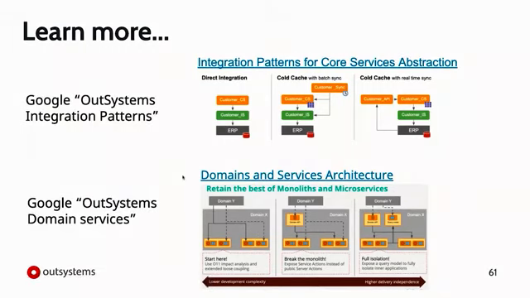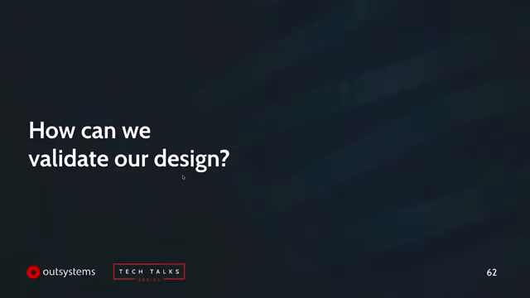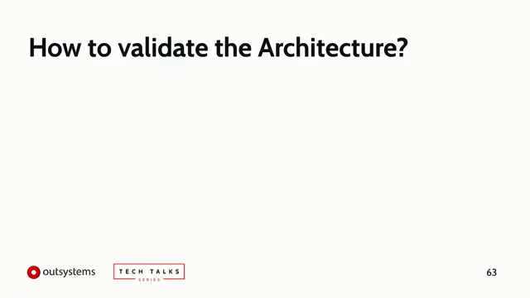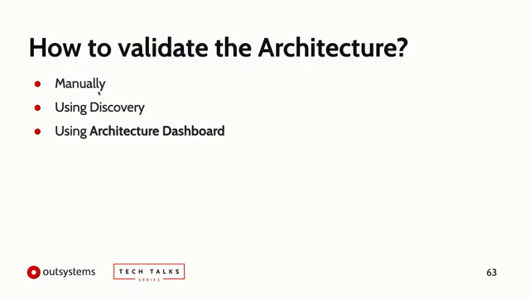Okay, we have a version of our architecture done. How can we make sure it is sound? How can we validate the architecture? We can validate it manually by explicitly looking into our applications and modules, but keep in mind that this requires a high level of expertise.